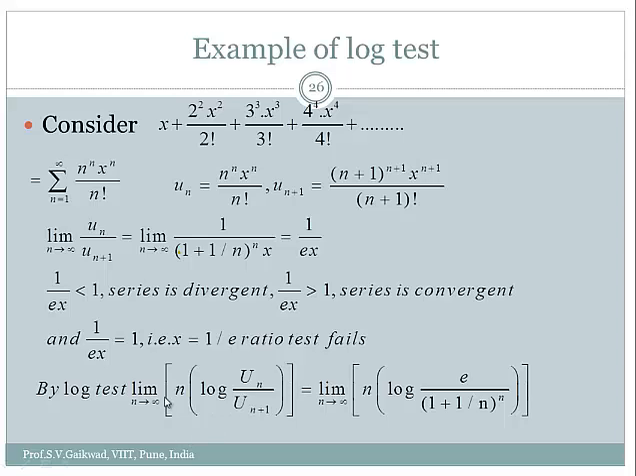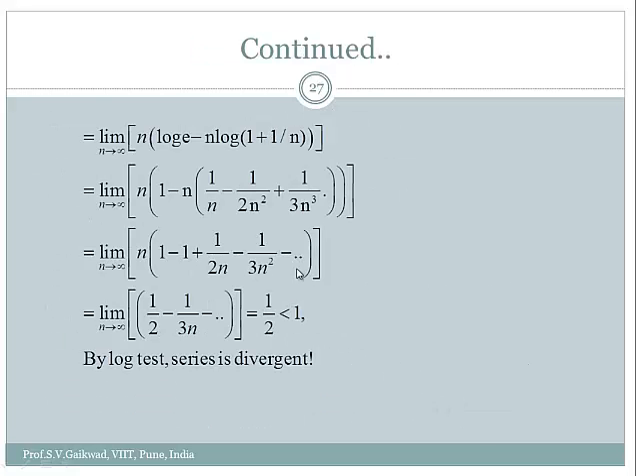So n into log of un upon un plus 1. In this ratio, replacing x by 1 by e, this limit I have to find by using properties of log. Simplify this. This log 1 plus 1 by n is expanded by using the log of 1 plus x formula. Divide by n here, you are getting these terms. 1 minus 1 cancels and multiply by n inside the bracket. Now you are getting 1 by 2 minus 1 by 3n. And the limit of this as n tends to infinity is half, as the remaining terms will tend to 0. So by log test, this series is divergent as limit is less than 1.